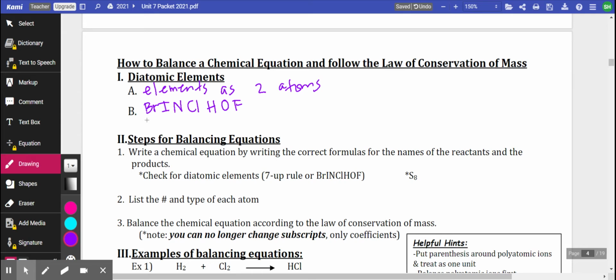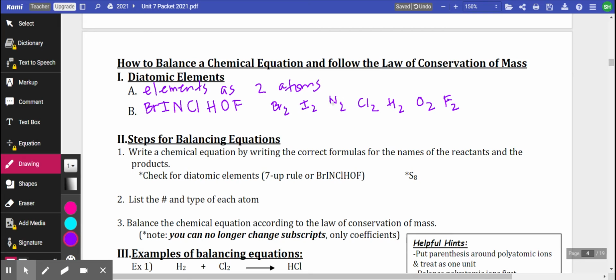Okay? So if you run into any of these 7, you're going to write their formulas in their elemental state, not as part of a compound, like Br2, I2, N2, Cl2, H2, O2, F2. So this is when they're in their elemental state.